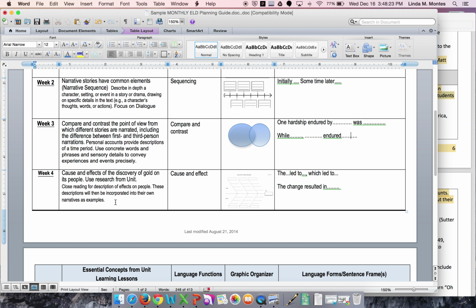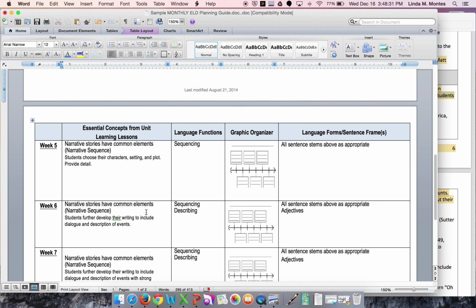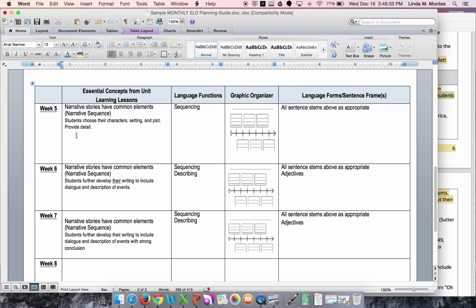So another one is cause and effect. They're going to write a story about cause and effect. Here's the graphic organizer I'm giving them, and the sentence frame I'm giving them. And then ultimately, we're spending more time, more in depth each week to support them in the writing of that final narrative, right? So I'm not teaching the content of social studies during designated ELD at all.